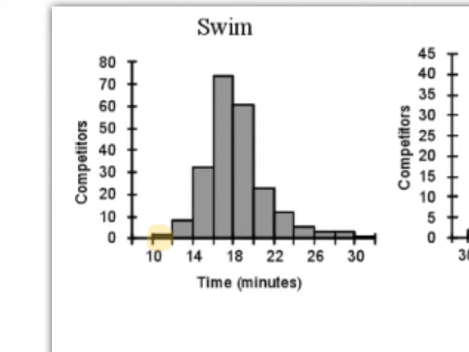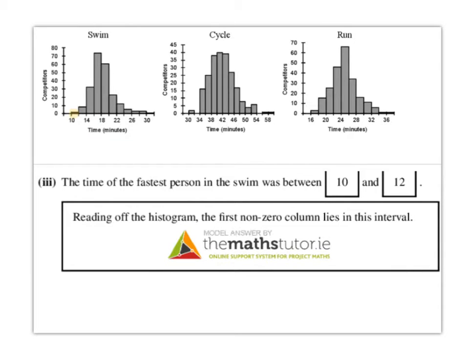And likewise, the longest time looks like probably 1 person, so between 30 and 32 minutes would be the longest time. So the time of the fastest person in the swim was between 10 and 12 minutes.